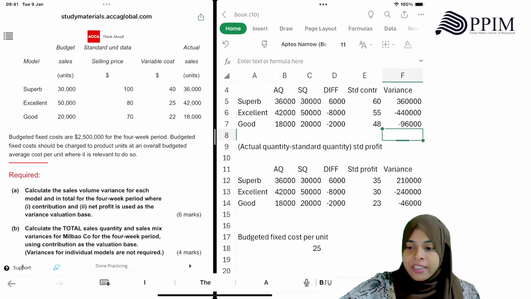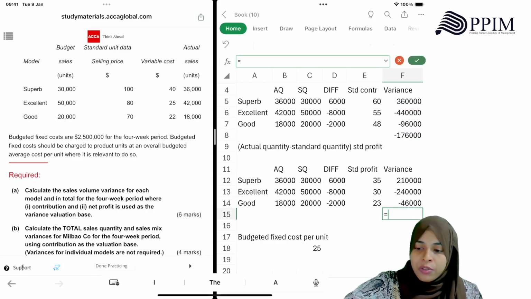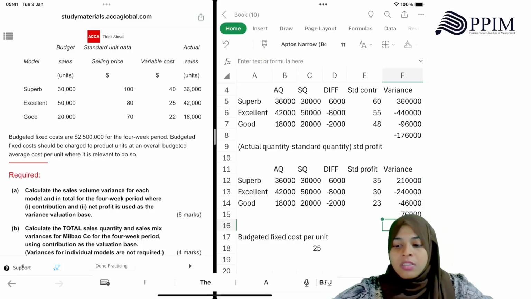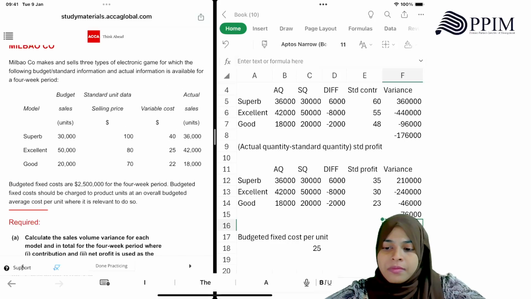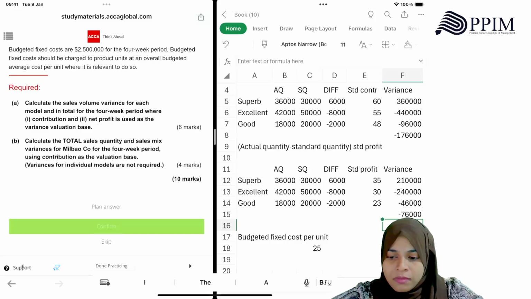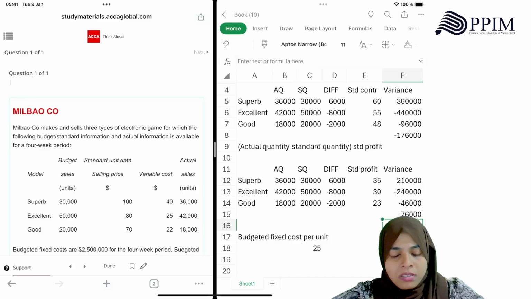Oh, what's your total variance here, by the way? I have not calculated that. So when you use contribution, the volume variance was that much. When you use profit, it was 76,000 negative. I think something is wrong somewhere.